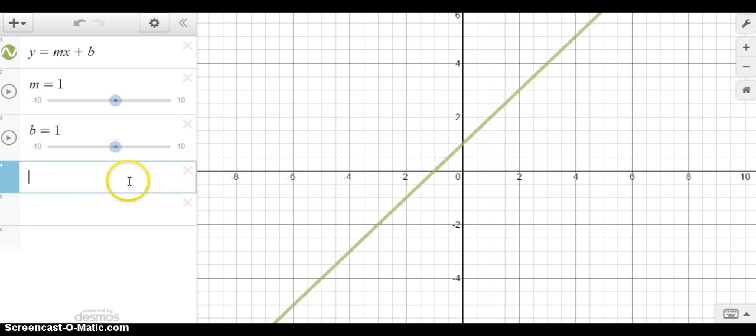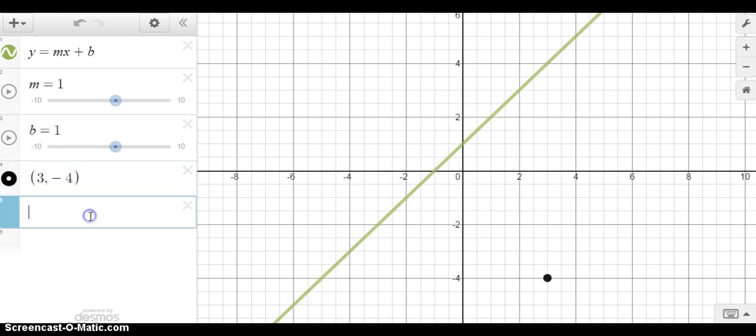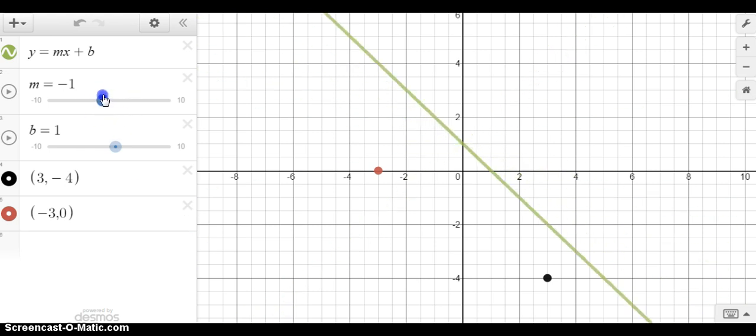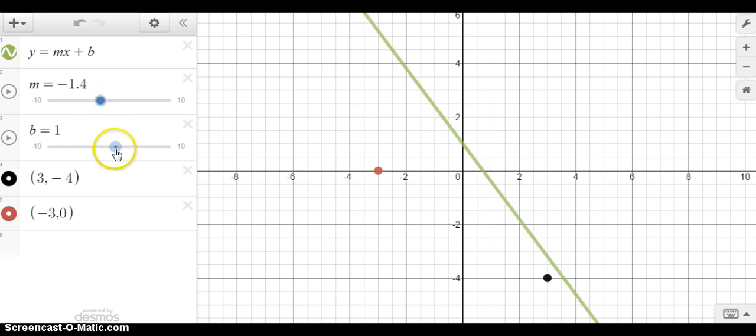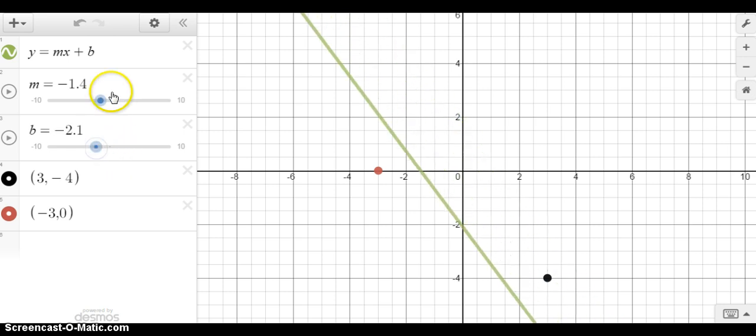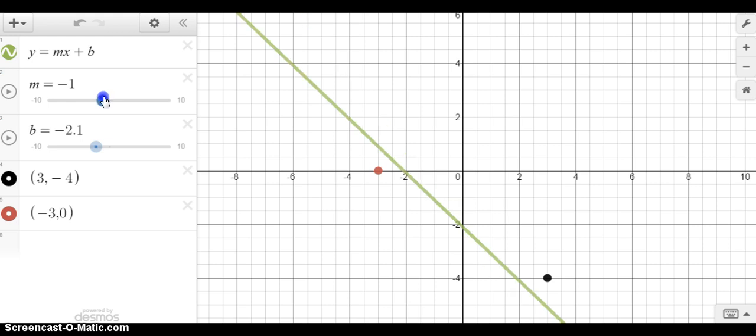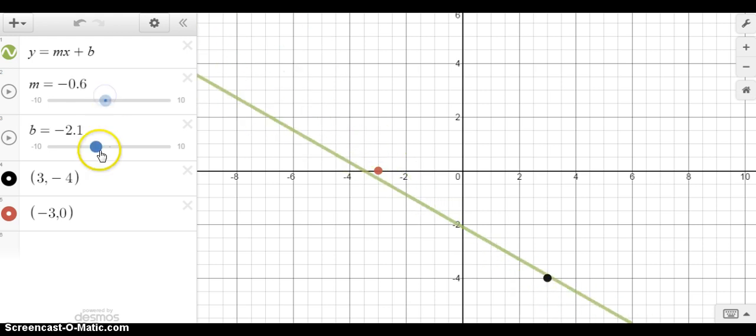But what did I know? I knew that my line has to pass through the points, what was it, 3, -4, and -3, 0. Right there, those 2 points right there in black, and red on our graph. And so now if I try and move this around a little bit, try and get that slope right, okay, and move my y-intercept around a little bit, I bet I can get this to line up.